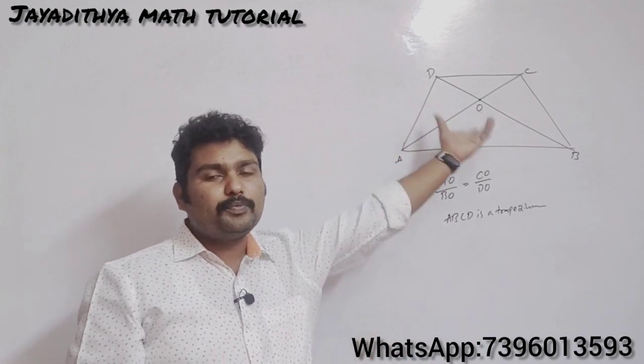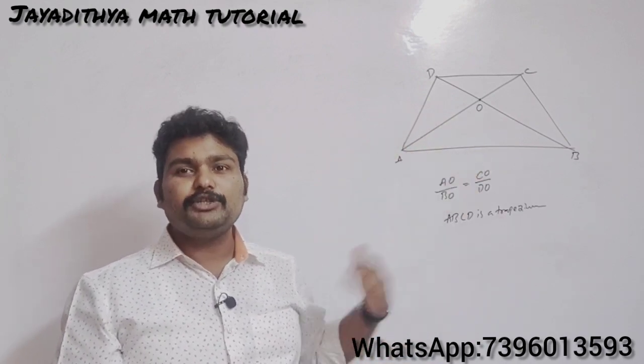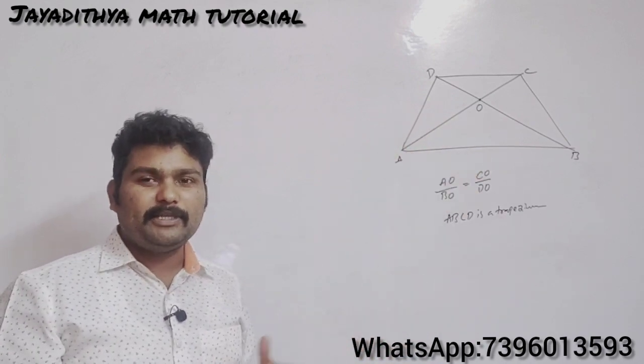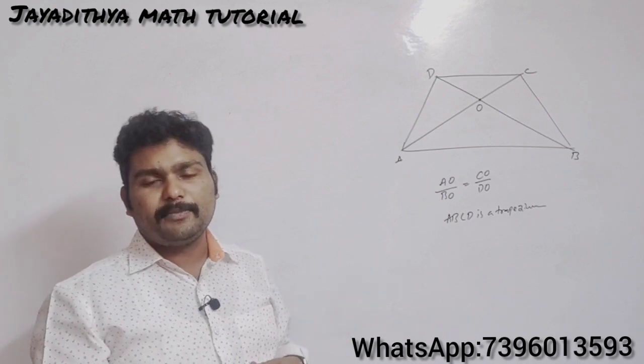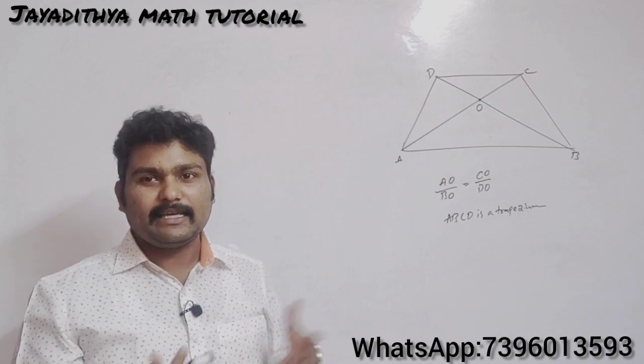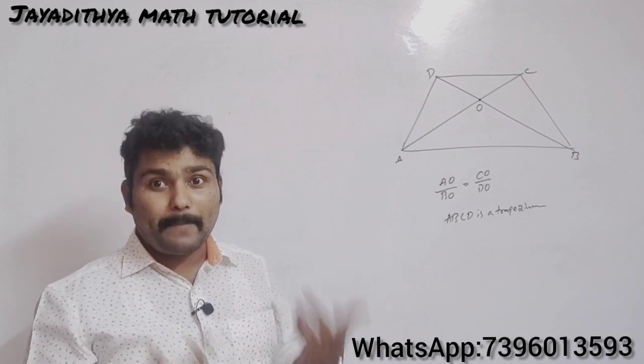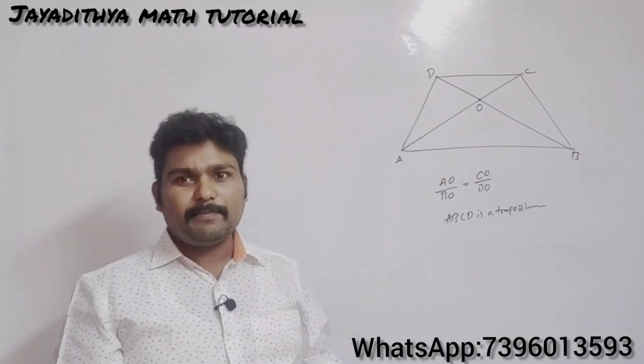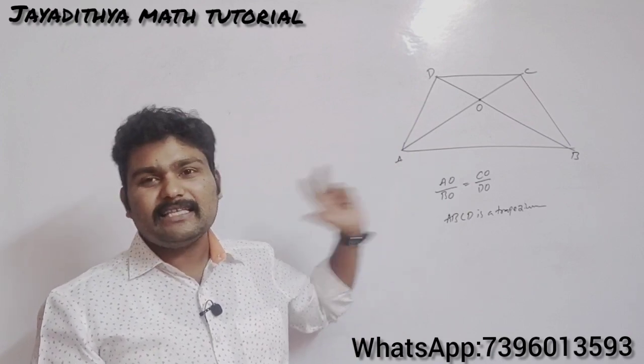Here he is asking us to prove a quadrilateral as a trapezium. That means you should know the properties of a trapezium here. What is the general property of a trapezium? In a quadrilateral, if one pair of opposite sides are parallel, then it is a trapezium. So you need to show that one pair is parallel here.